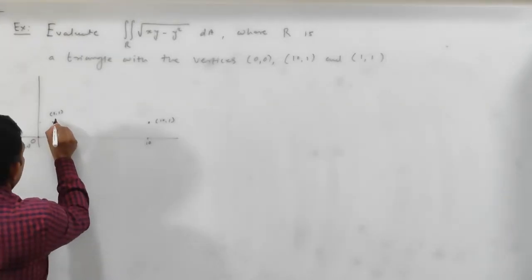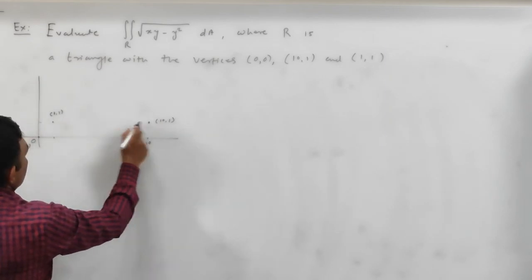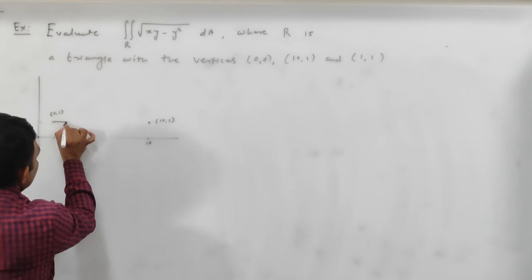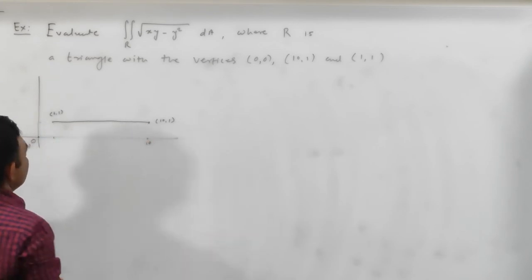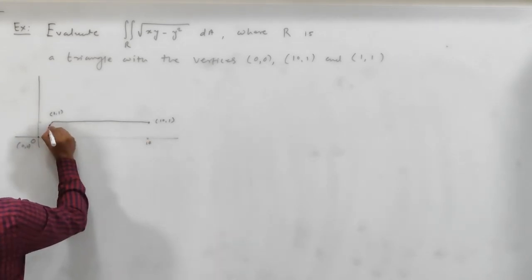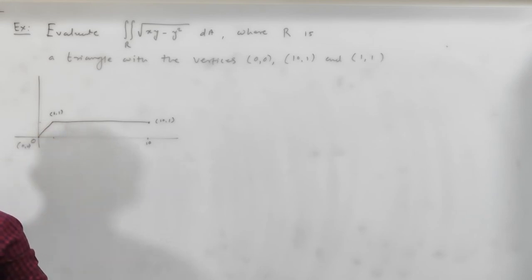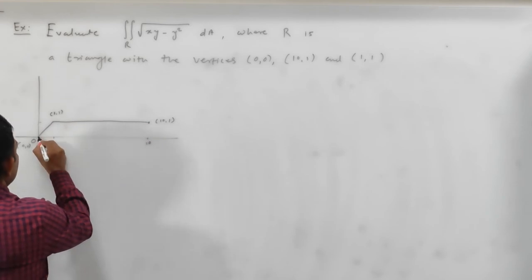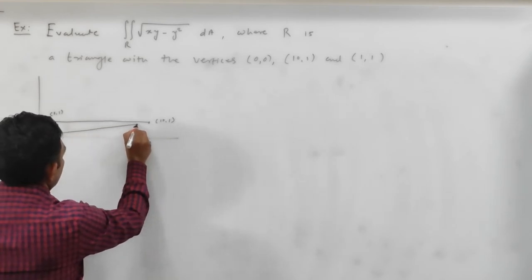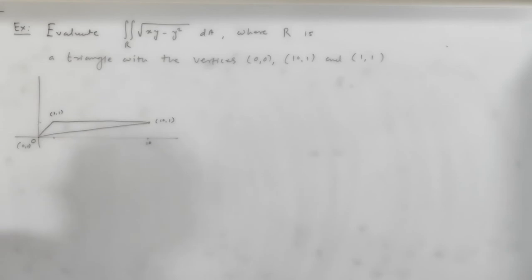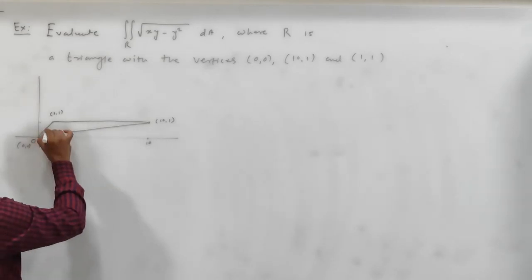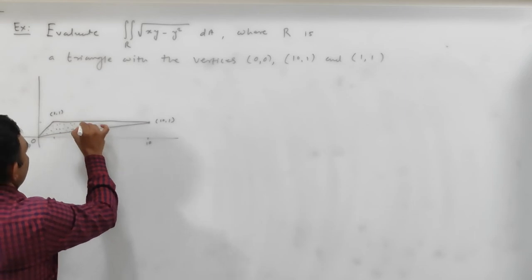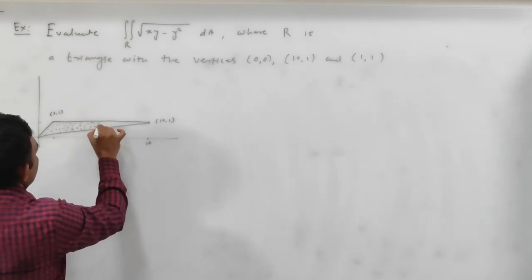10 comma 1 and 1 comma 1 have equal y coordinates, so these 2 points will be on the same horizontal line. Now 0 comma 0 and 1 comma 1 will be joined like this. Now 0 comma 0 and 10 comma 1 will be this slant line. So this is my triangle, the region of integration. This dotted region is my R.